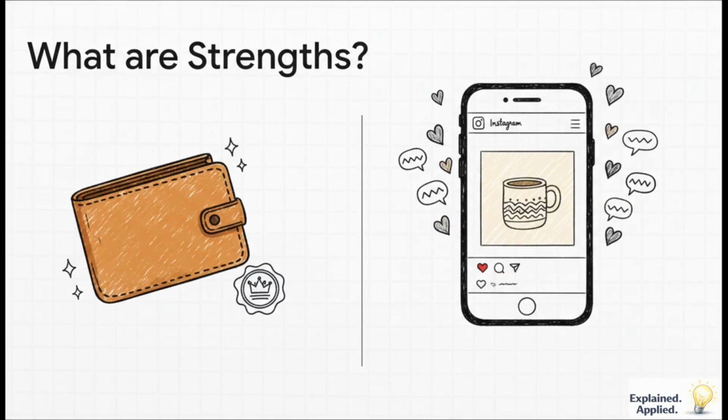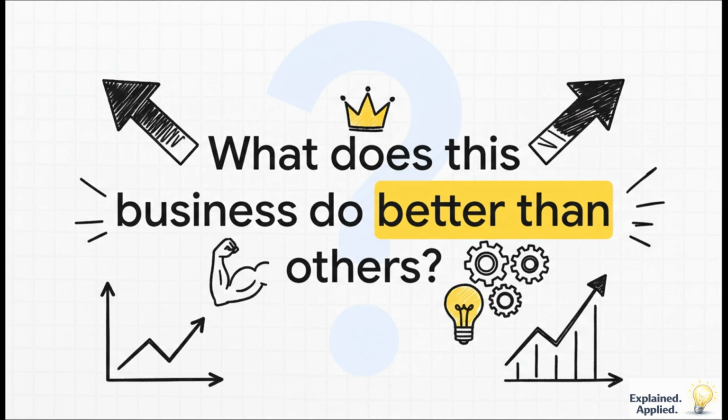So, strengths are your internal advantages. They're the secret weapons you already have in your arsenal. This could be a really strong brand, a super loyal customer base, or maybe a product that nobody else has. For instance, think about a small handmade business. Maybe their product quality is just incredible, and they built this amazing, engaged community on Instagram. Those are absolutely strengths. And to figure out your strengths, you need to ask yourself one key question. What do we do better than anyone else? This is the time to be totally honest and confident about it.